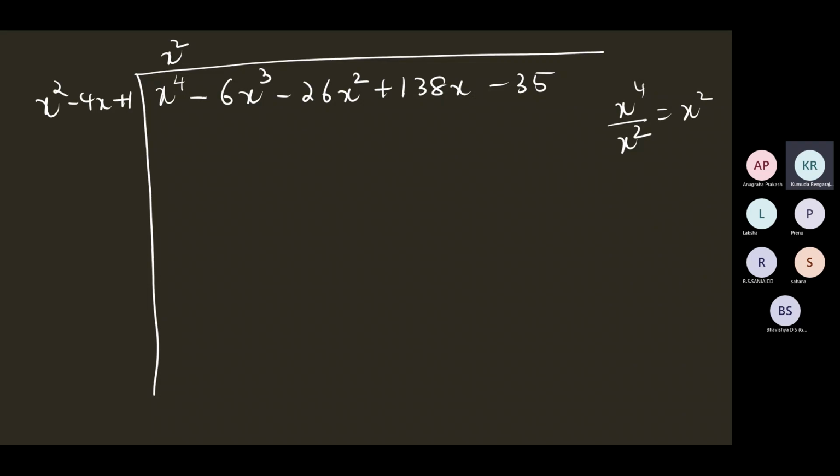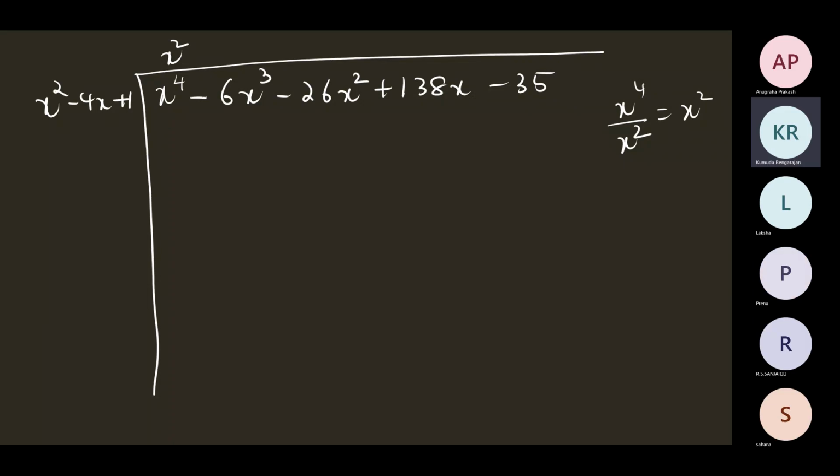Oh, darling, you have gone wrong in one place. See that, x square into plus 1 is plus 1 x square, no? Oh, you've written the changed signs, is it? Do you do that in school? Yes, ma'am. Oh, it's not like that. You should not do that. You must write the actual signs and then change them underneath. You must not write it like this. Okay, ma'am.